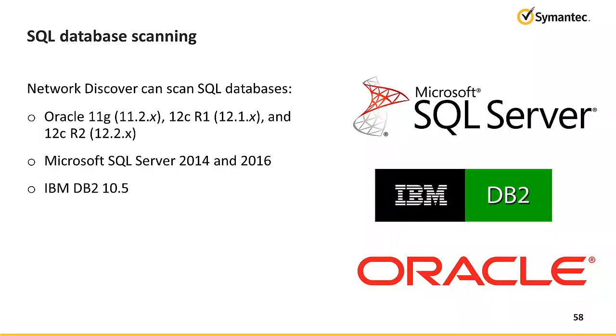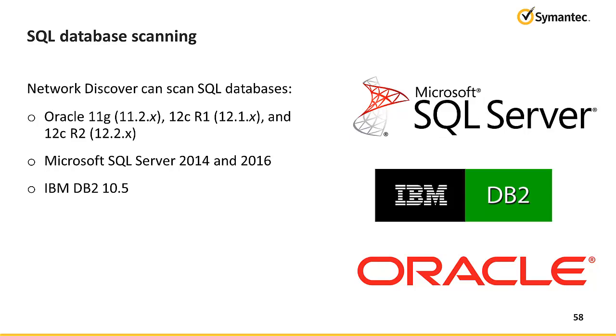Network Discover can also scan SQL databases for confidential data that violates your DLP policies. This can be useful, for instance, if you have customer service agents entering potentially confidential customer information into comments or notes fields in the database.